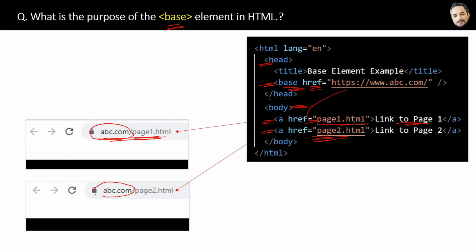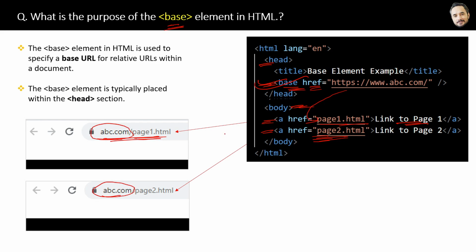So that is the purpose of the base element: the URL is used as a common base URL for all the other relative URLs in your web page. Got it? So the same thing I have written here if someone refers to the book later.